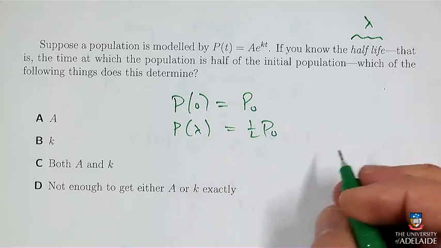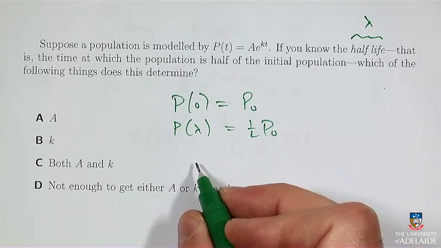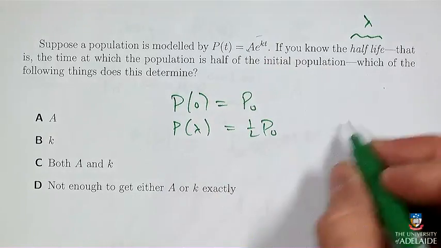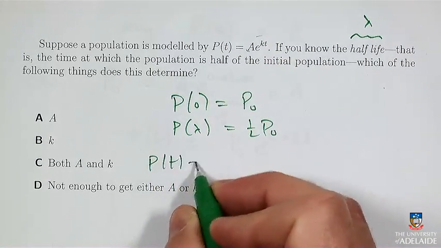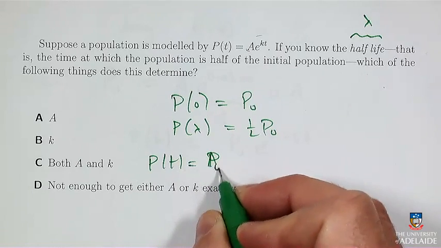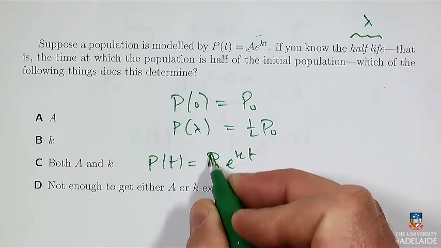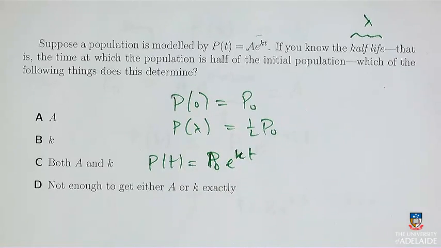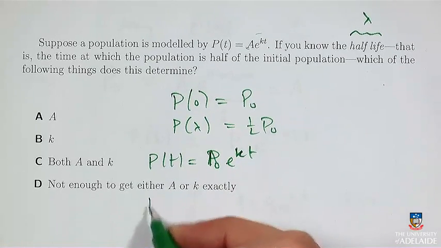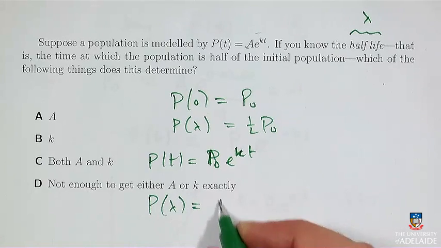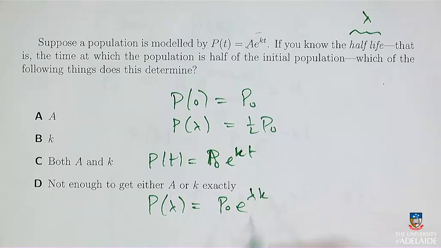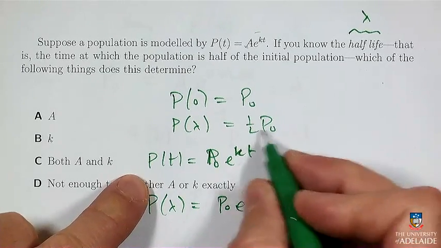So what does that tell you? Well, if you put lambda into this formula, P of t is P naught e to the kt. We don't know what k is, but that's the formula that we've got. So P of lambda must be P naught e to the k times lambda. But we know that this is equal to half P naught.